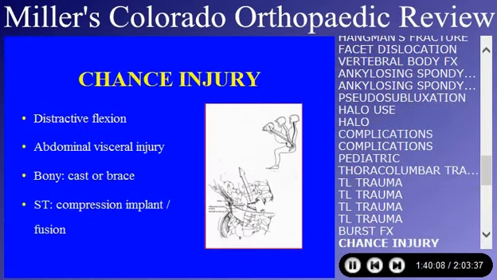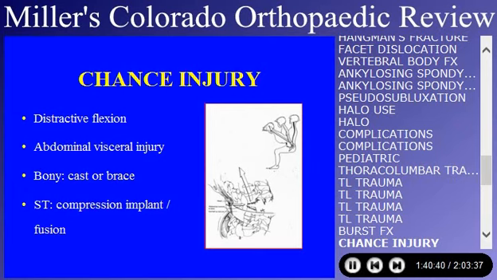The chance injury is a distractive flexion type injury. Classically, it's described where the patient rotates into kyphosis and is distracted posteriorly around a lap belt. Be aware of the association of abdominal visceral injuries. Your general surgeon should be aware when they see a lap belt injury with abdominal visceral injury that even if the patient doesn't have back pain, they should x-ray the back looking for this. If you have a pure bony chance fracture, then that patient can be casted or braced.